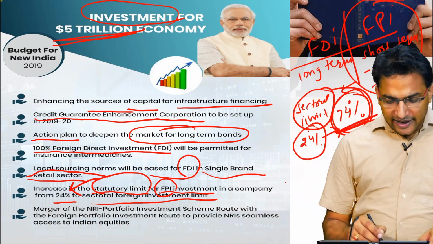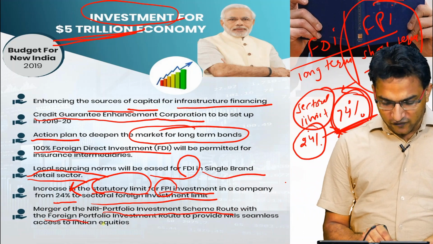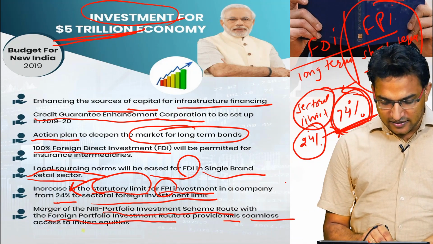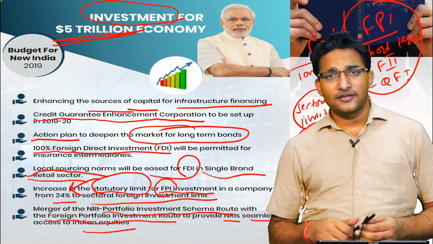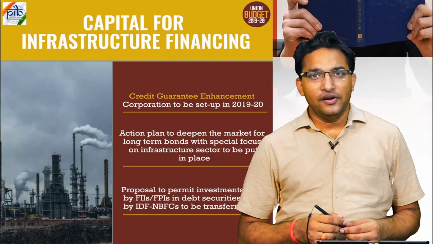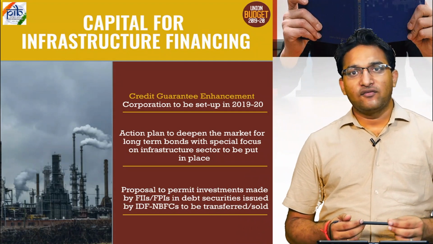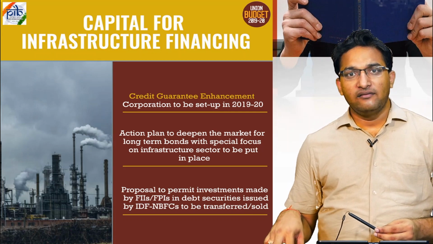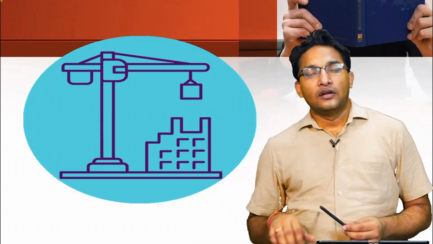Then merger of the NRI portfolio scheme route with the foreign portfolio investment route to provide NRIs seamless access to the Indian equities. So this is a very specific thing, you don't need to know this. Now again the same points have been repeated. Credit Guarantee Enhancement Corporation, action plan for the long-term bonds, and to permit investment made by the FPI in debt securities issued by the IDF.